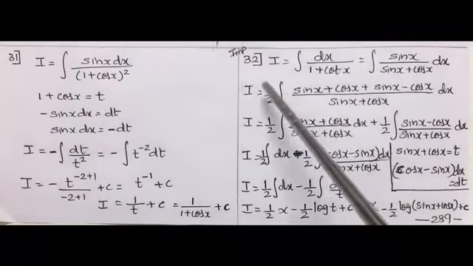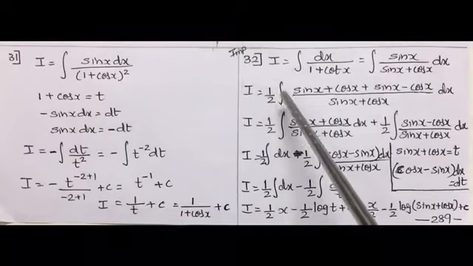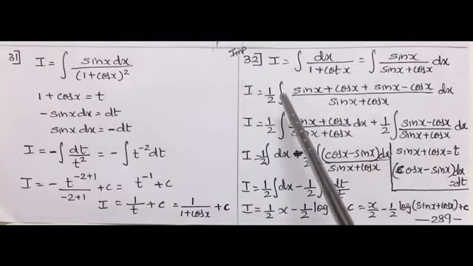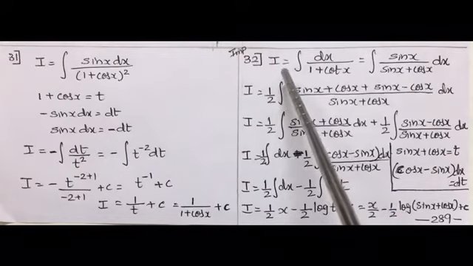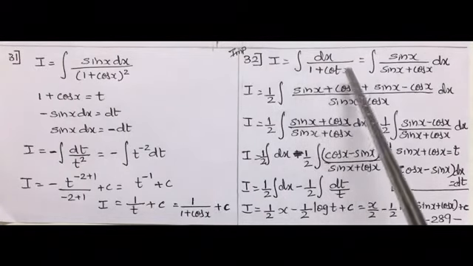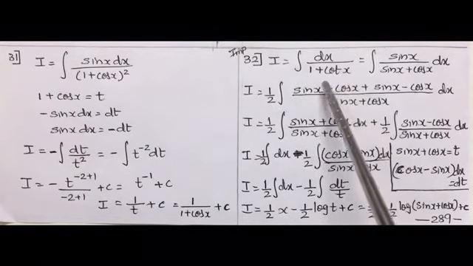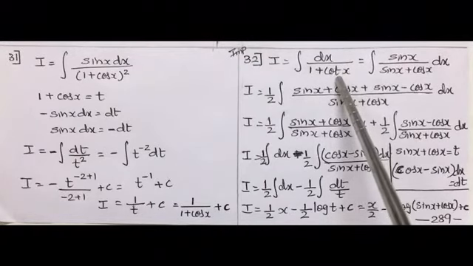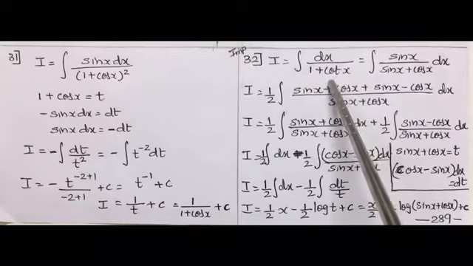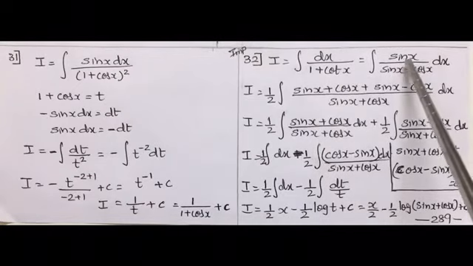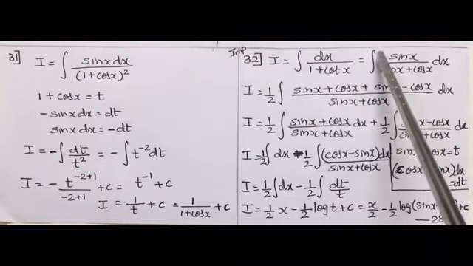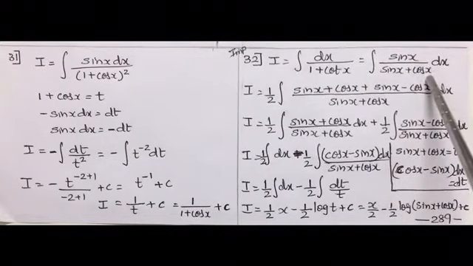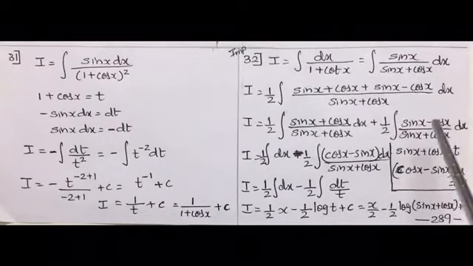32nd one is an important example because the adjustment over here is a little bit different. Given is I is equal to integration dx upon 1 plus cot x. Taking cot x as cos upon sin, taking the LCM, sin will go up and what remains is sin x upon sin x plus cos x dx.